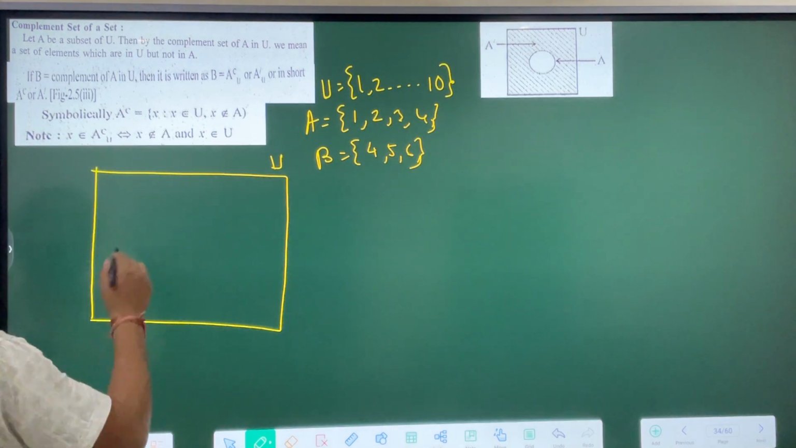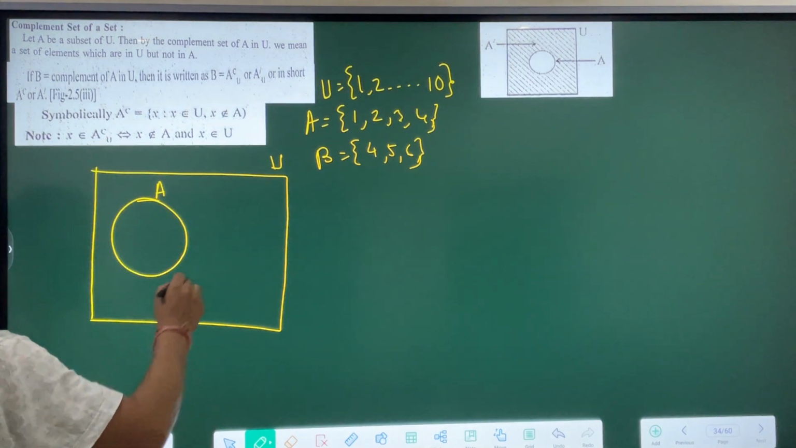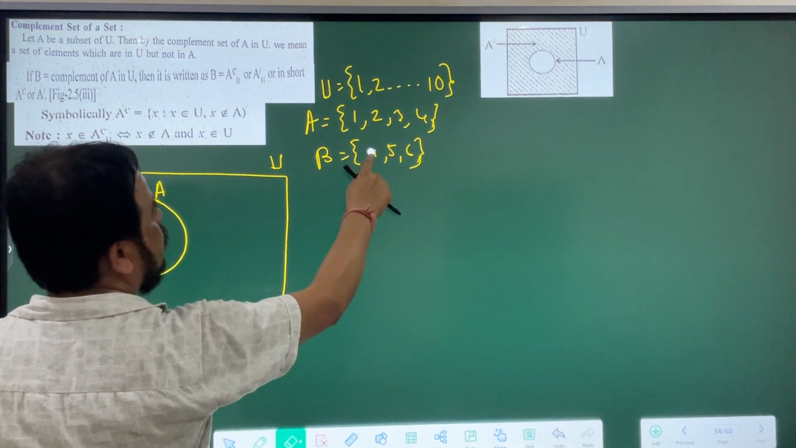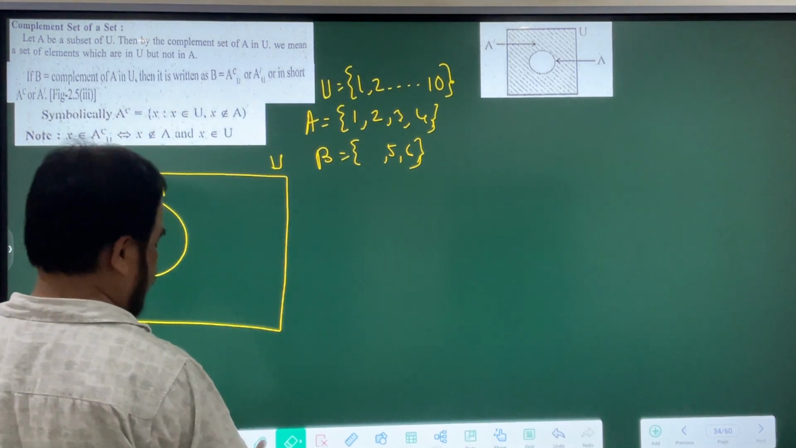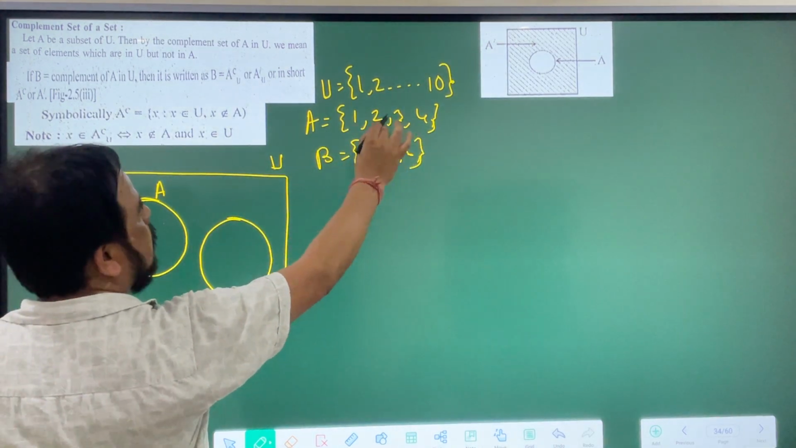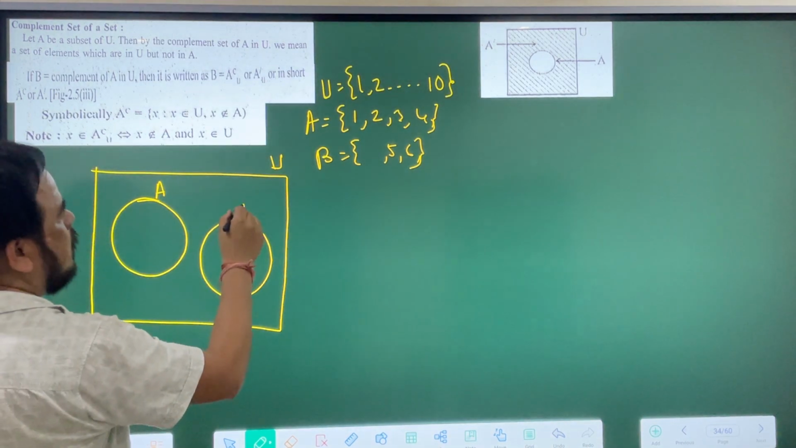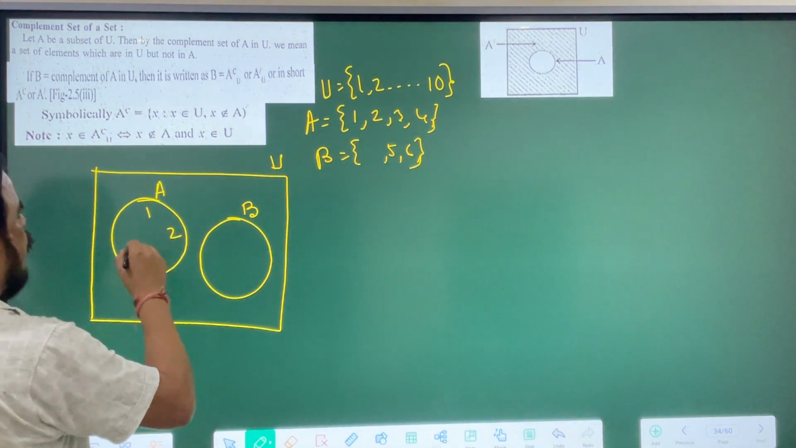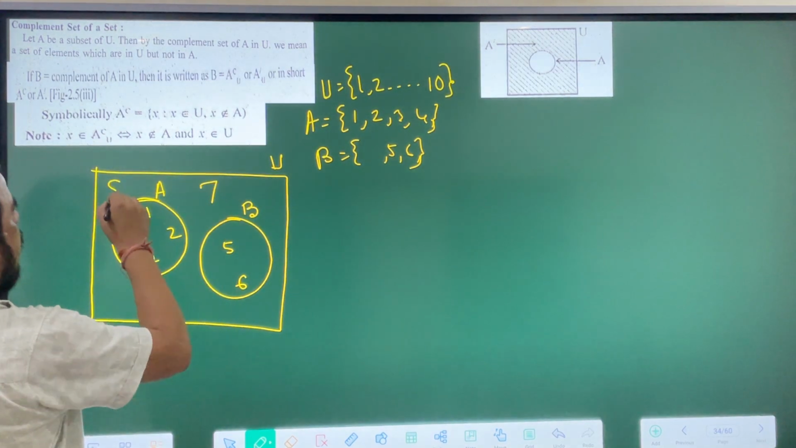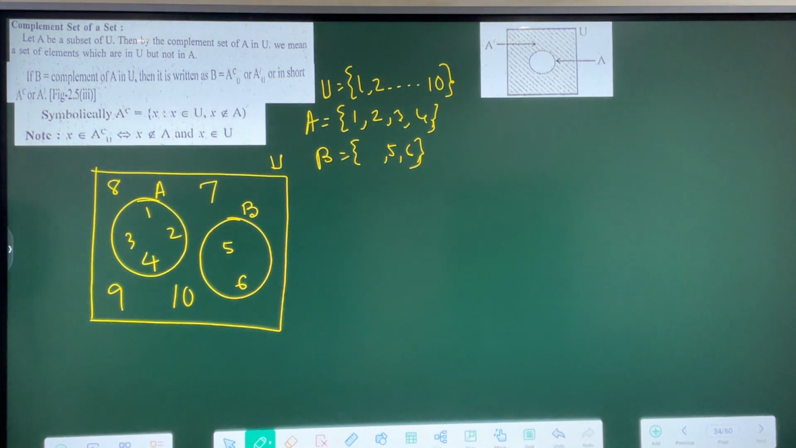Now let me draw the Venn diagram: the circle for A, and B also. For the time being, I am not going to keep common elements for A and B. So separately, there is no common element between A and B, so I have not drawn them crossing each other. A means 1, 2, 3, 4. B means 5, 6. 7, 8, 9, 10 will be outside the circles. I hope you understand.